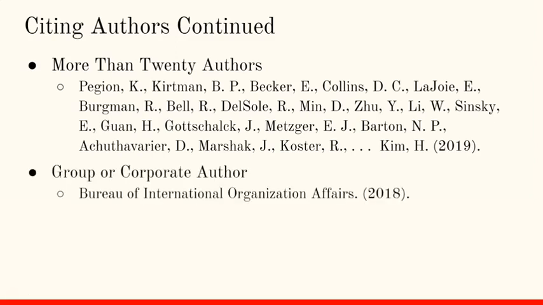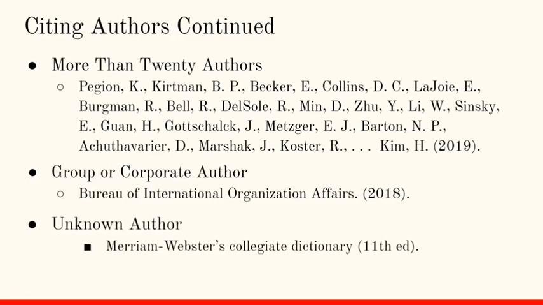If you have a reference which includes a group or corporate author, including government agencies and other organizations, you treat the publishing organization the same way you would treat an individual author's name. If a work has multiple layers of group authorship, such as a smaller office within a larger governmental office, as in my example here, you will list the specific agency as the author and the parent agency as the publisher.